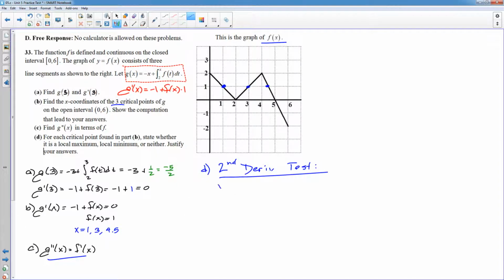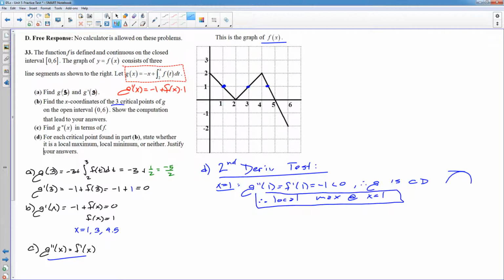So I will test for x equals 1. I need to find g double prime of 1, which is the same thing as f prime of 1. And f prime of 1 means the slope of f at 1, and the slope of f at 1 is negative 1. If my second derivative, g double prime, is negative 1, that's a negative number, that means g is concave down, and a concave down function at a critical number means you're looking at a local max. So therefore, local max at x equals 1. So there's one of the conclusions. That is with the second derivative test.